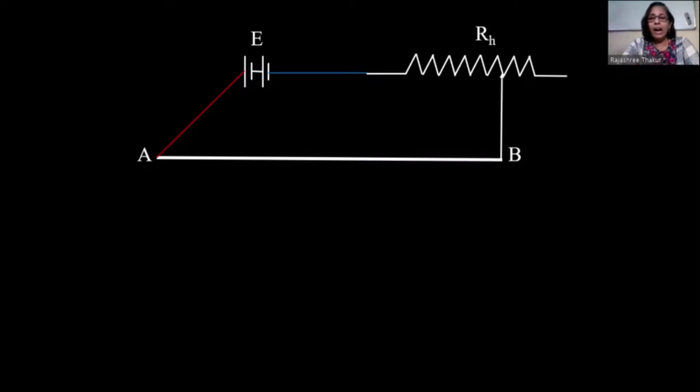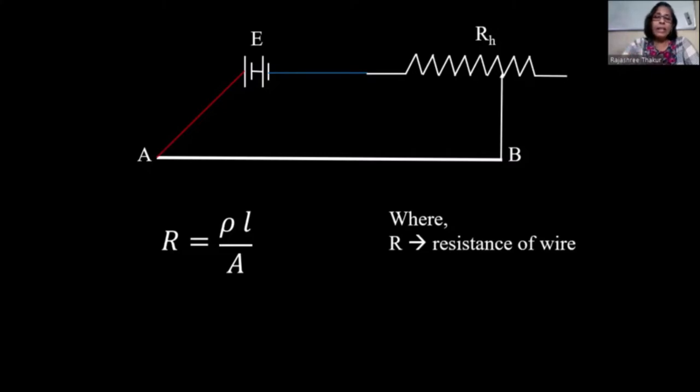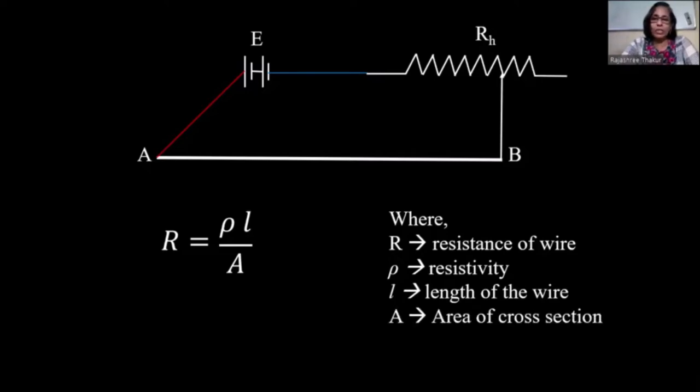Hence, I can write R equal to some constant times length of the wire divided by its area of cross section. Right? That is rho times L upon A, where R is the resistance of the wire, rho is called the resistivity of the wire, it is constant of proportionality, L is the length of the wire and A is the area of cross section. We also know that rho does not depend on the dimensions of the wire, but it depends on the material, that is the composition of the wire and its temperature, right?